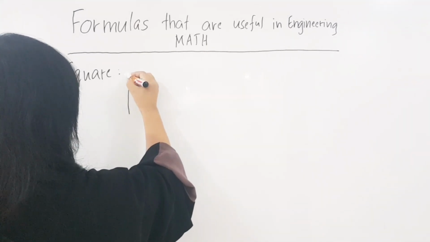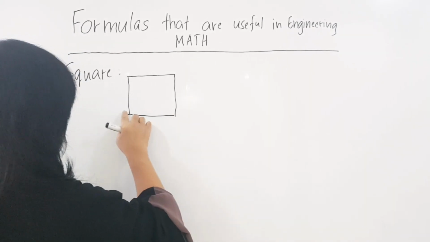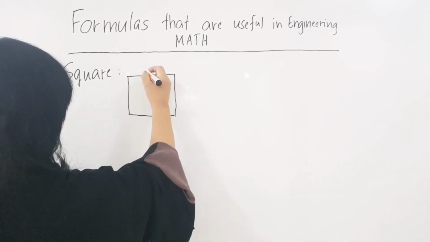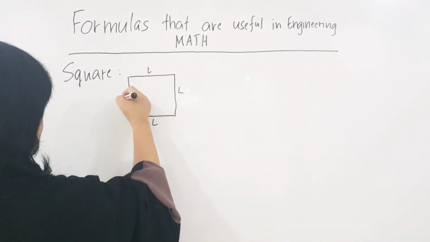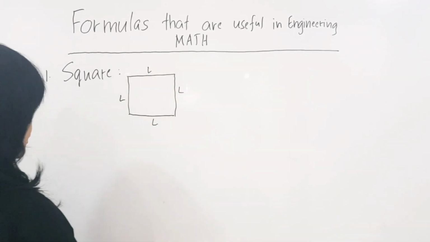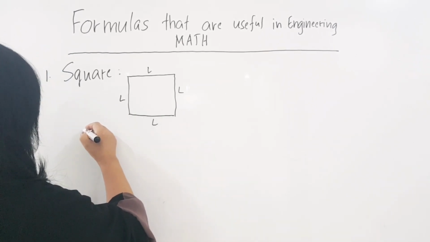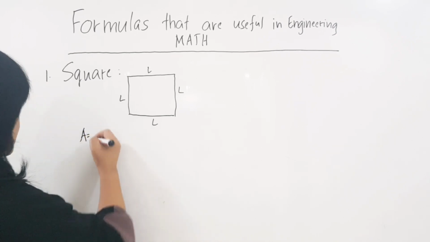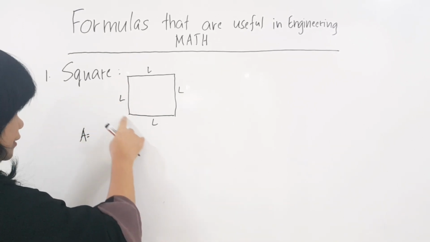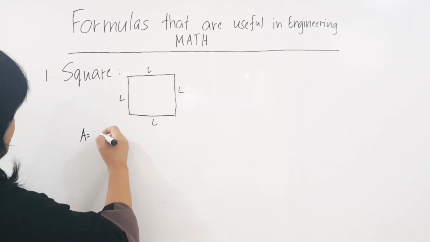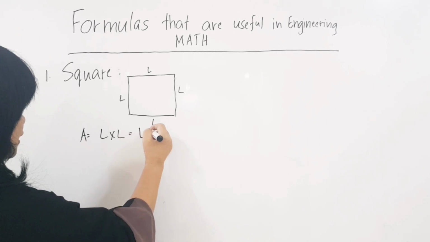See, if the square is like that, you know that this length is equal to this length, is equal to this length, is equal to this length. So, of course, the area is equal to one side multiplied by the other side, which is the length times the length, equal to L squared.